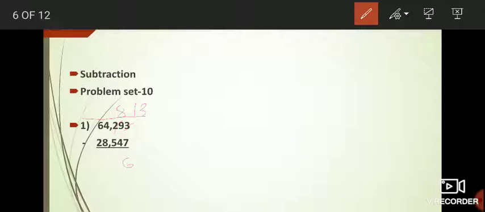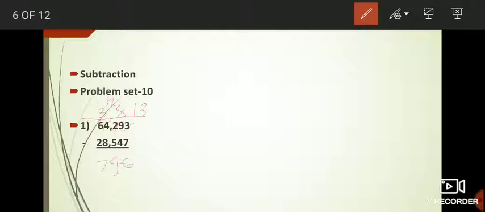Now 8 minus 4, yes, 8 minus 4 we can subtract. From 8 apples we took 4 apples. How many apples remain now? 4 apples, correct. Now we can't subtract 5 from 2. Again borrow 1 from the 4, so here 3 is remaining, and here it becomes 12. 12 minus 5, how much, students? Yes, 7 it is, correct.